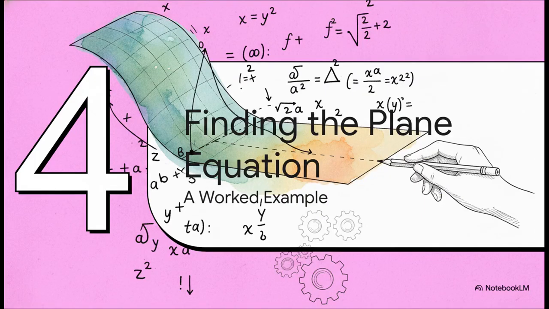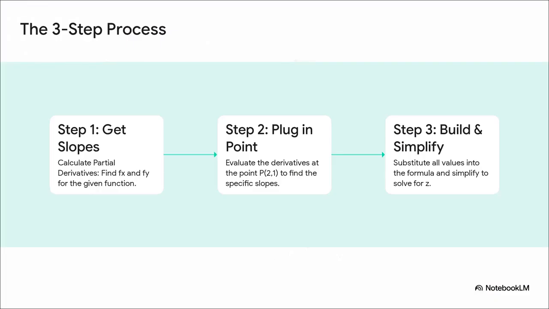Theory is one thing, but let's make this real. Let's jump into a worked example and see exactly how to use this formula, step by step. The process is pretty much always the same, and it boils down to 3 easy steps. Let's say we have the function f(x, y) = x² + 4y², and we care about the point (2, 1).